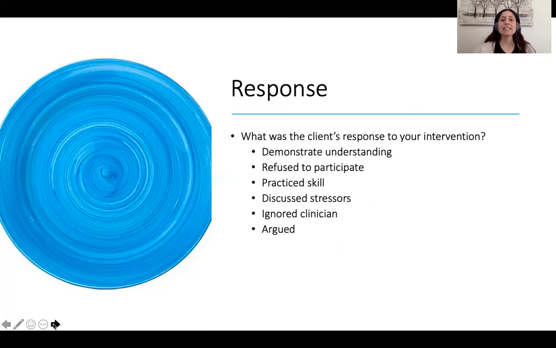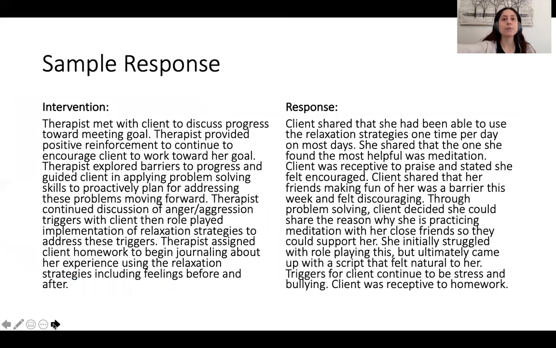All right, next is the response. And the response section of your progress note shows what the client did during the session. So whereas the intervention is showing what you, the therapist, did, the response is showing how the client responded to the therapy session. Some words that you might use in this section are listed here, but basically we're wanting to see what the client's response was to your intervention. How did they act during the session? So here is a sample response.